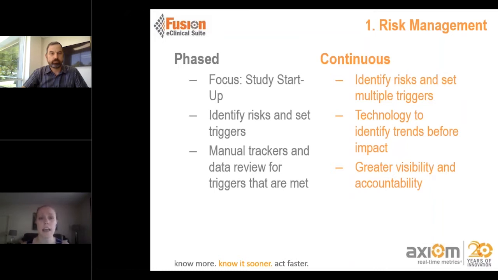When we're taking that continuous approach, then of course we can't get away. We need to identify our risks, we need to set our triggers, but we can also make those triggers a little bit more complex. We can set multiple different settings, so there's some warnings in there. So we're moving away from just finding out when there's an actual impact. We want to find out before there's an impact, so then we can act, retrain, etc., before there's that greater impact on the study. And of course, with this approach, then you have greater visibility.